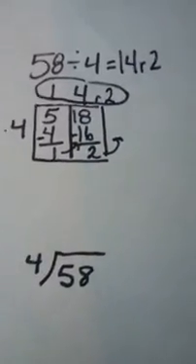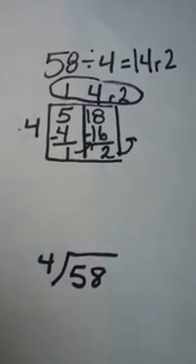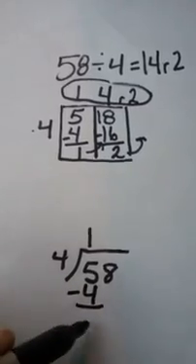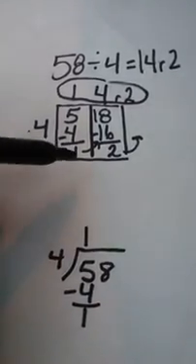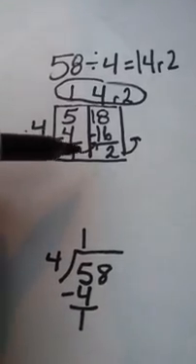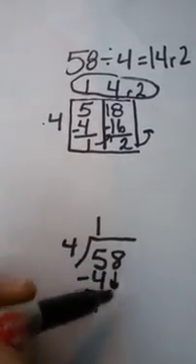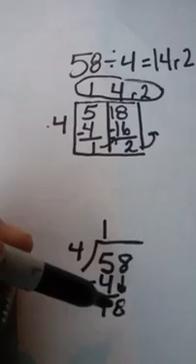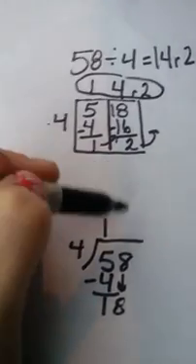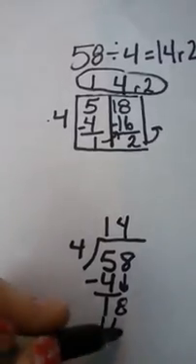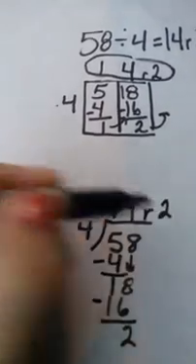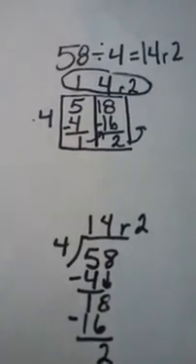Okay, now let's look at the traditional way that most parents, including myself, learned. 4 into 5 is 1 time, because 1 times 4 is 4, and you have a 1 left over. Same thing as here. But up here, we brought the 1 up. Here, we bring the 8 down. We still got 18. Okay, this one just doesn't have the box. And then we see how many times does 4 go in 18? And it's 4 times, because 4 times 4 is 16, 2 left over, so the answer is 14 remaining 2. Pretty simple.